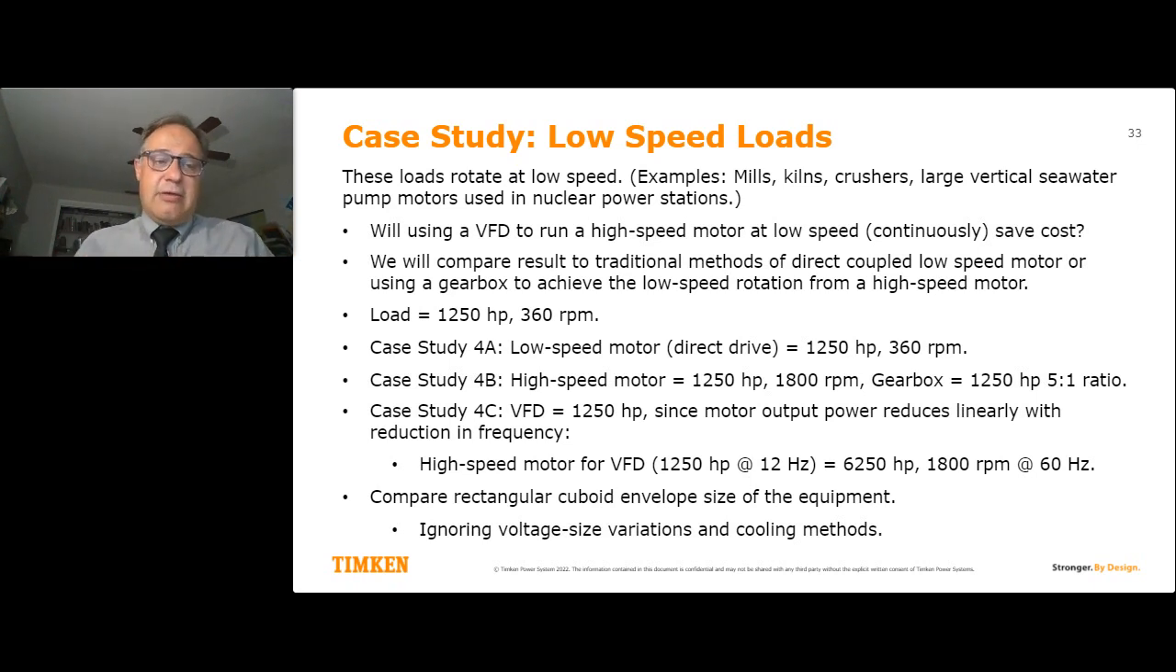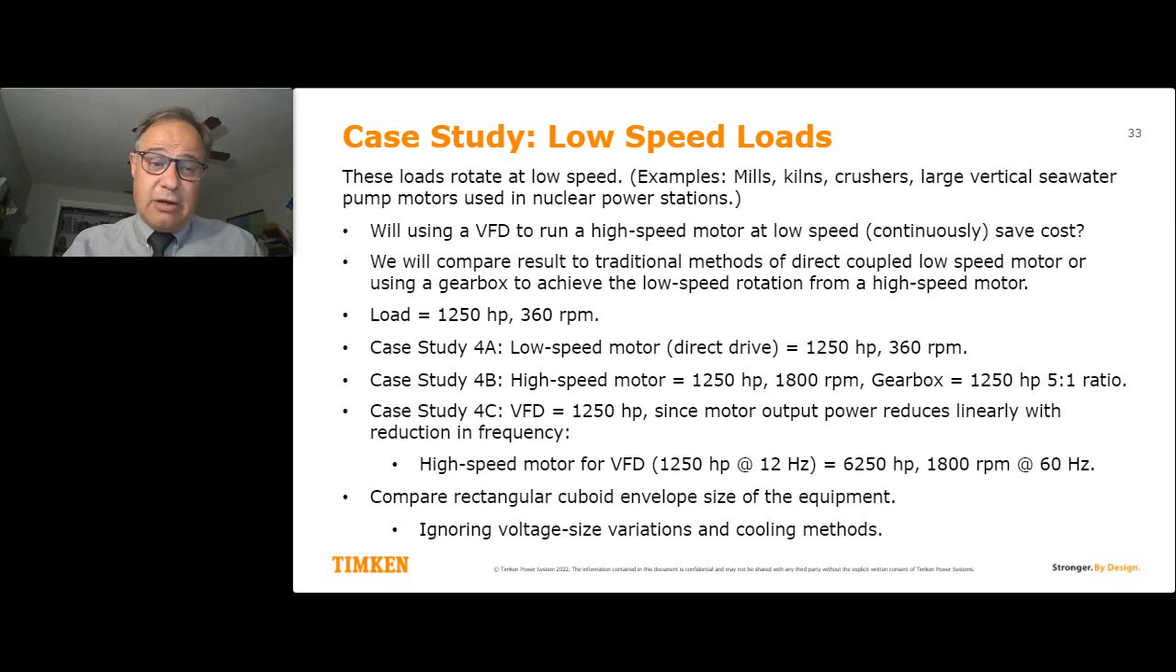What if I take a high-speed motor that I run at a low frequency to replace a traditional direct drive low-speed motor? Because if you look at a 1250 horsepower, 360 RPM motor, that is a beast. That's a big boy. It does what the plants need to do. It does the production, but it is a massive machine. It's a really big machine. And this scenario is probably more related to a new plant installation where this would make sense.